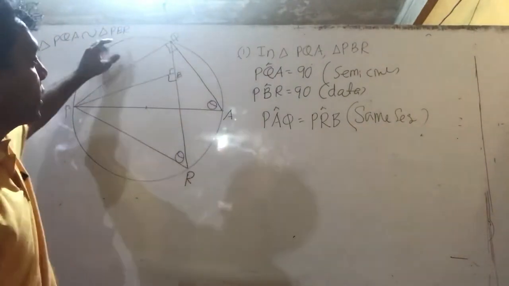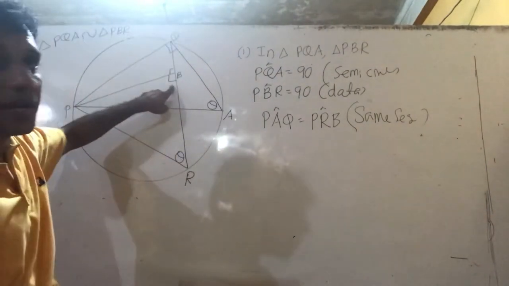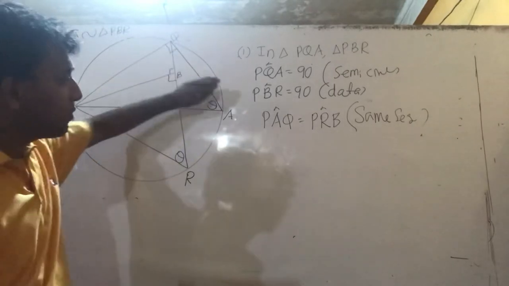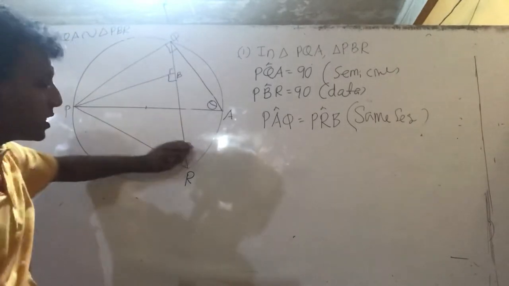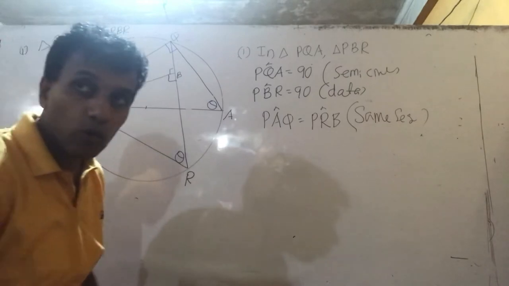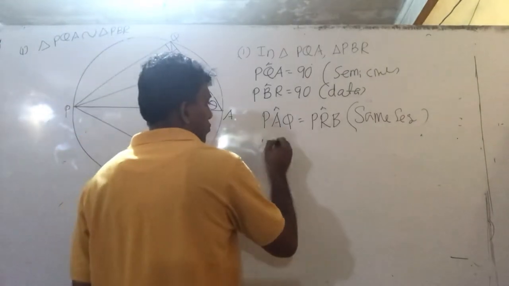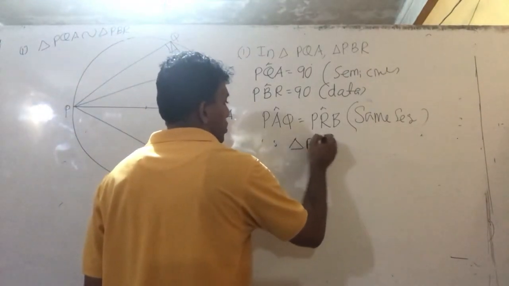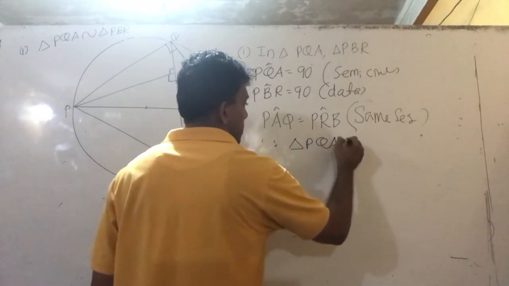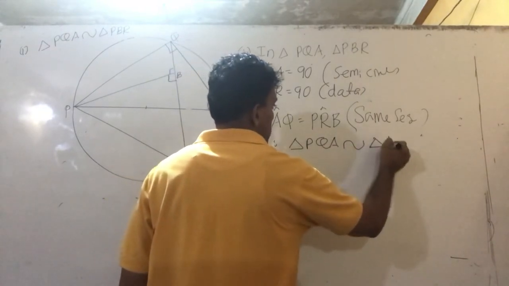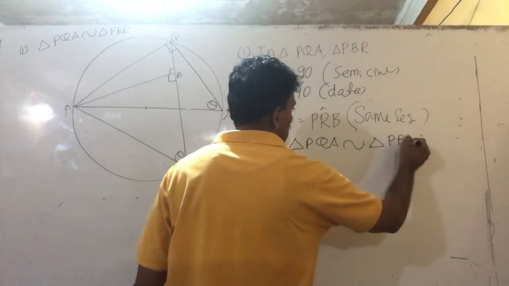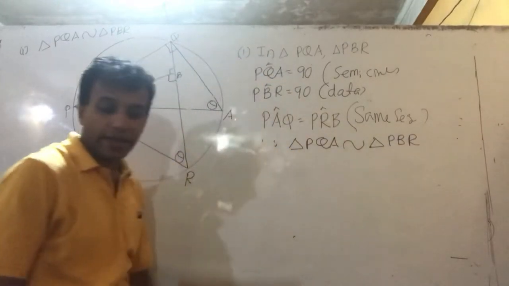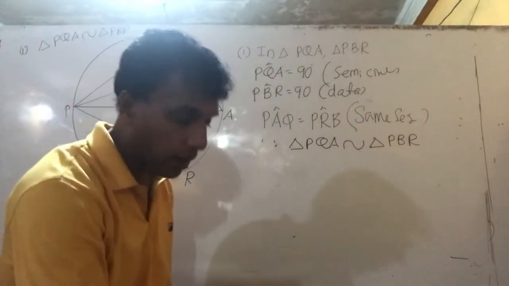The big triangle here 90, small here 90. Big triangle here, what is the value? The small triangle, same here. Therefore, equiangular. Therefore, triangle PQA, the symbol is this, triangle PBR, equiangular triangle. Chapter close, this part over.